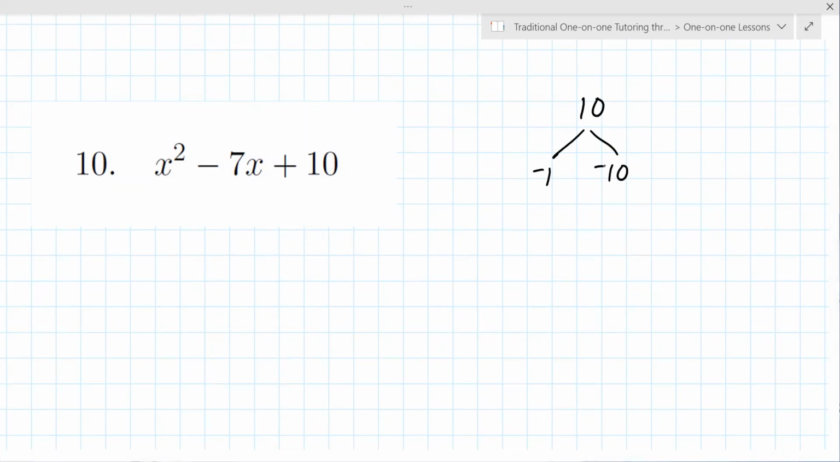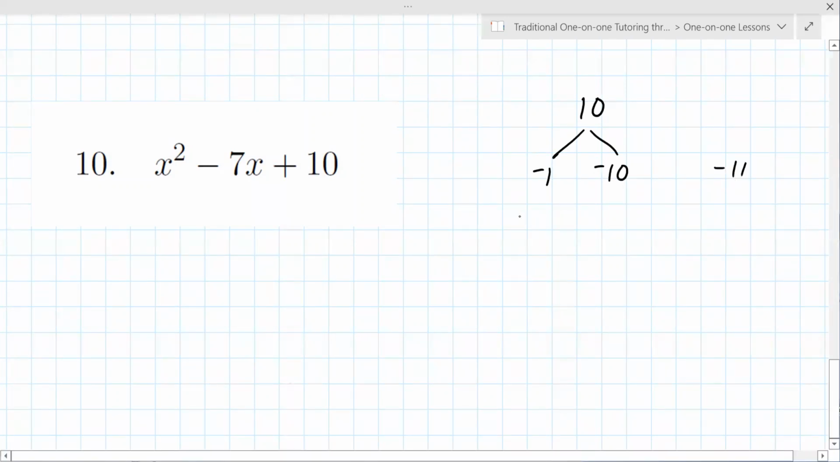Now these add up to -11. So you try -2 and -5. What does -2 add up to with -5? -7, and that's what we want here. So now you go x minus 2, x minus 5.